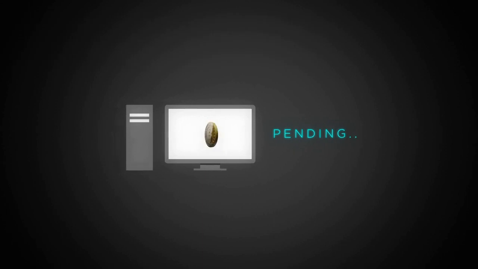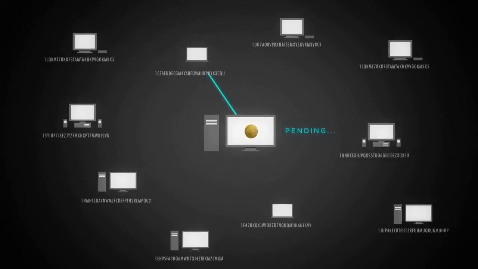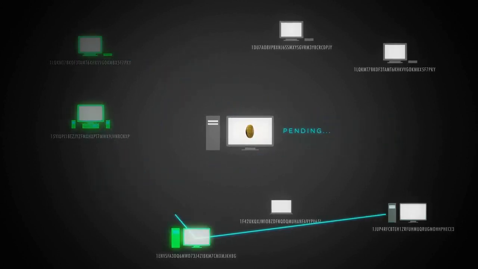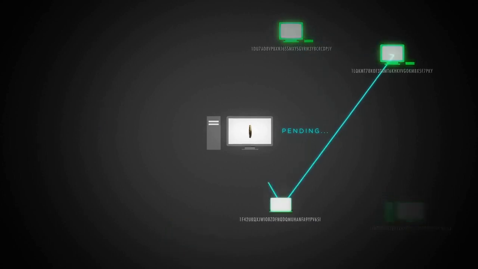Term number five, public key. A public key is a code associated with your cryptocurrency wallet and is used to receive transactions. It can be shared with others, but remember, the private key must remain secret to protect your wallet.